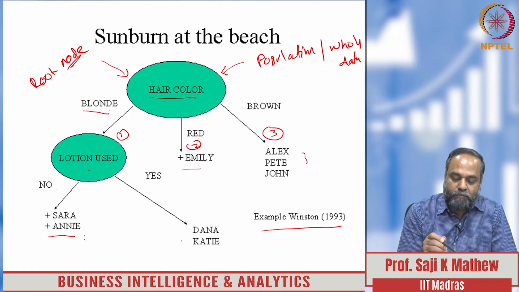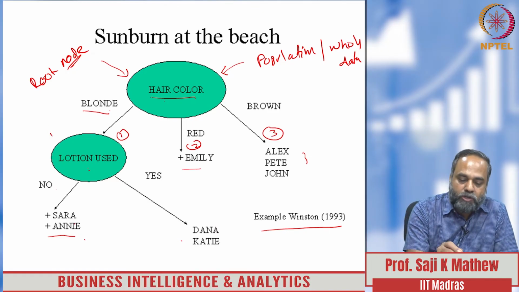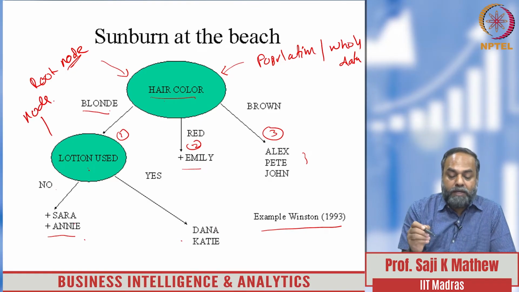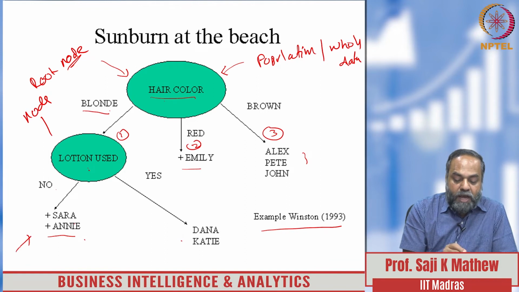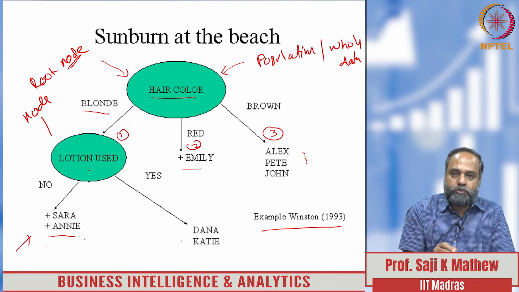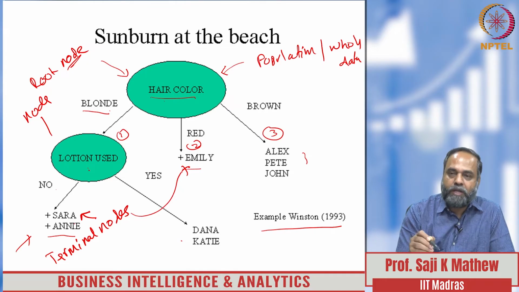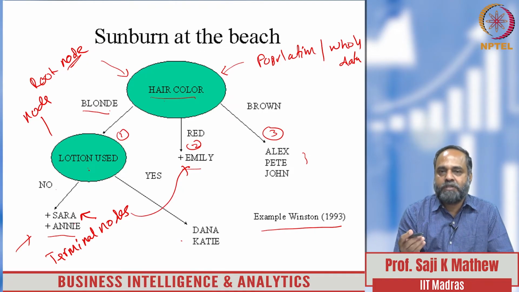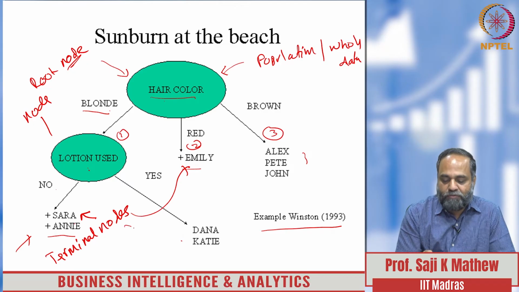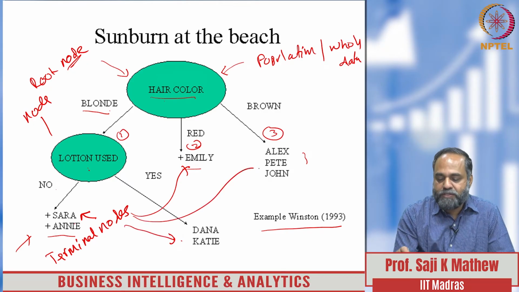Two groups are formed. Each of the green circles that you see here is a node. This is a node. But is this a node, Sarah and Annie? This is a node too. These nodes are called terminal nodes. This is a terminal node, this is a terminal node. A node that does not split any further is a terminal node.